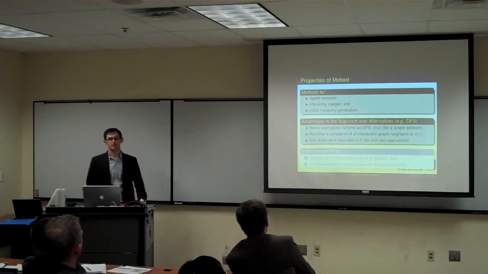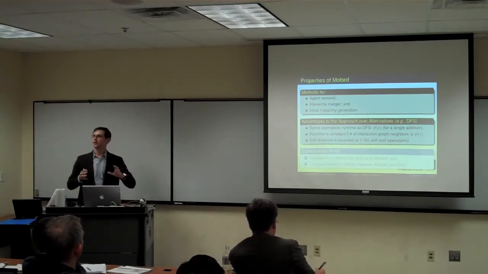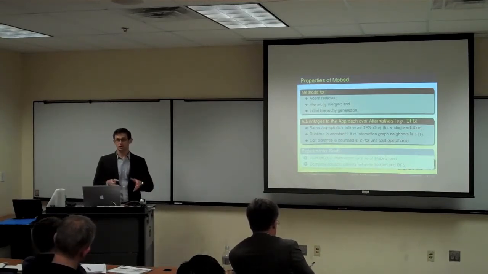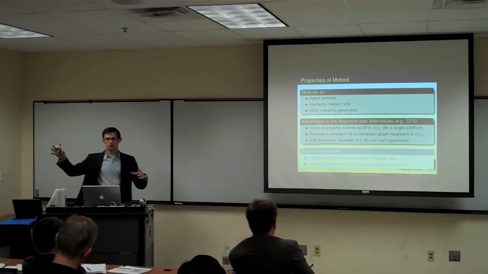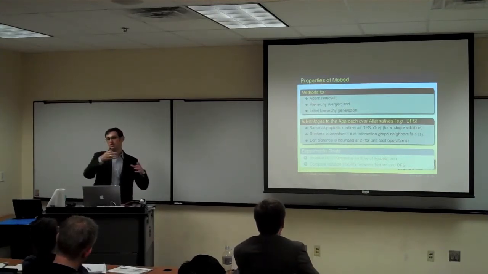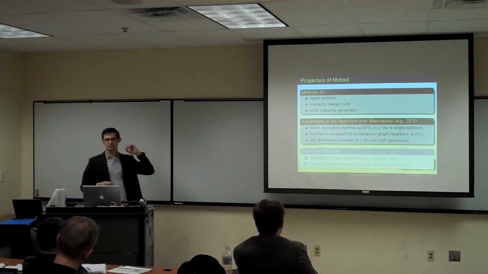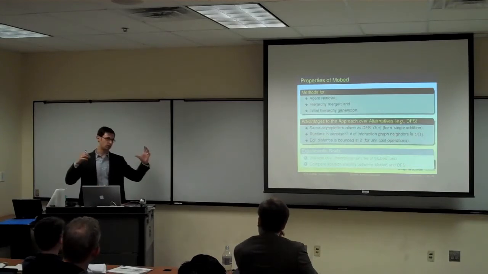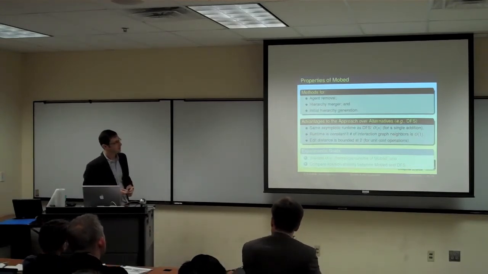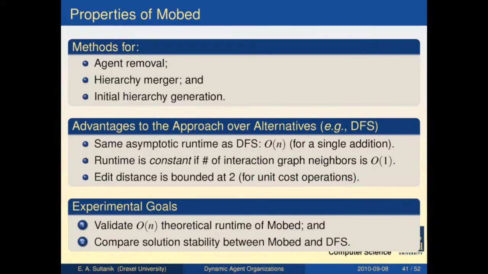And what I mean by edit distance is if we have an existing optimized structure and a change occurs to it, we don't want the new structure, that is the new optimal after the change, to be that much different than what the previous one was. So we want the distance from the delta between the previous state to the new state to be relatively small. And for MOBAD, it's bounded by a constant, a relatively small constant.